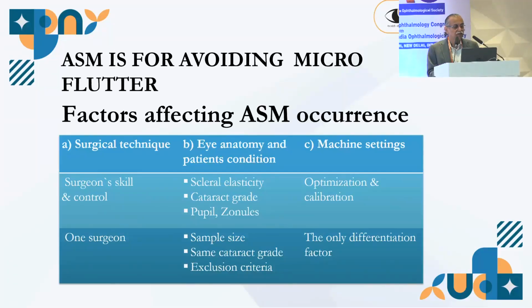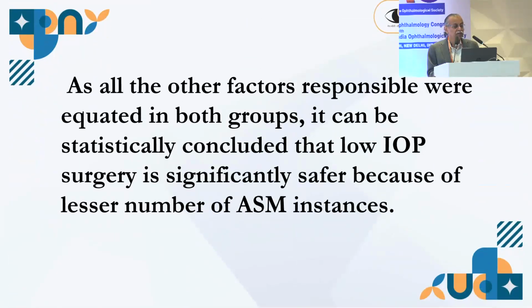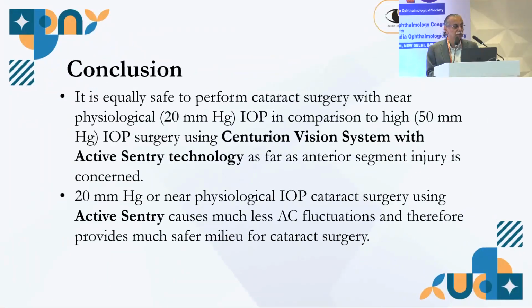Now there are three factors which affect this. Number one is surgical technique, but it was a single-surgeon study. Eye anatomy: the patients in the groups were matched, and so the only difference between the two was the machine setting, that is the IOP setting. And therefore we can safely say that low IOP is significantly safer as compared to high IOP, as far as ASM instance, that is microflutter, is concerned. And microflutter obviously will mean that of course the major flutter also won't be there.